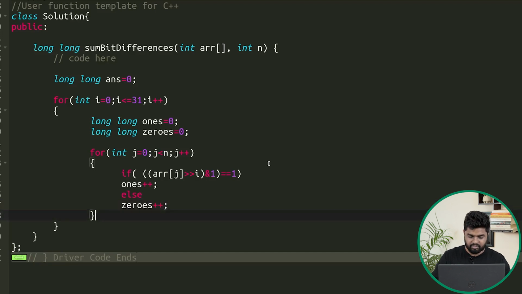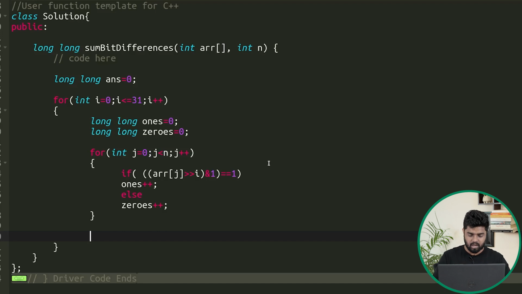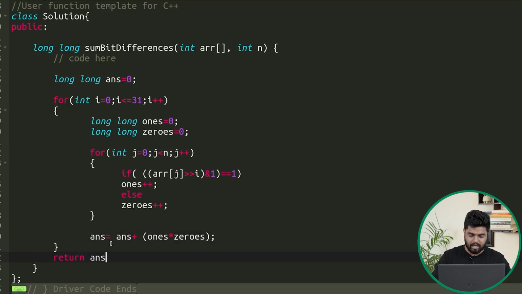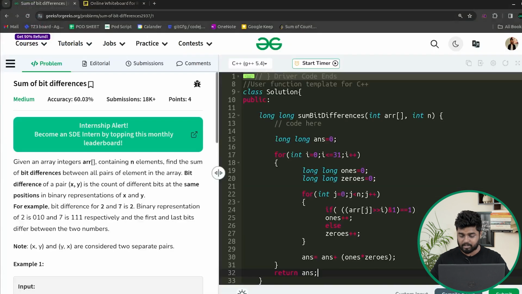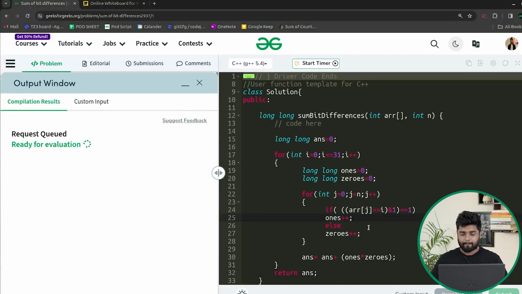Okay, and then after this, once you have checked for the ith position, then inside the answer, you will add what? Answer is equal to answer plus the number of ones into zeros as I explained in the dry run, and then at the very end you can simply return your answer here. Now let's try and see if it is working fine on the samples or not. It should work fine. I hope that I have not made any mistakes.